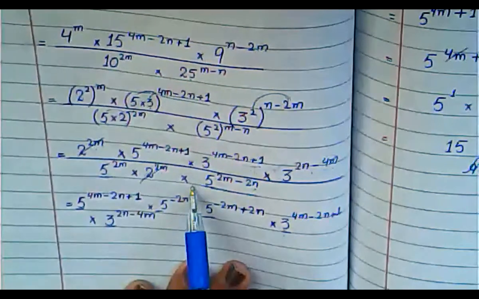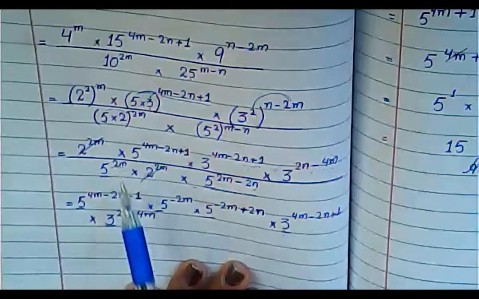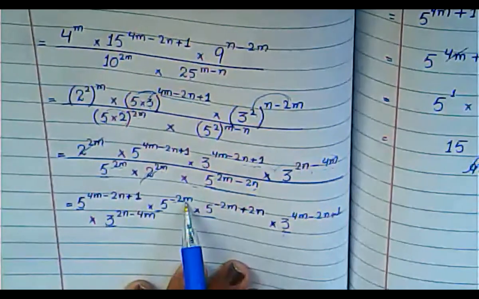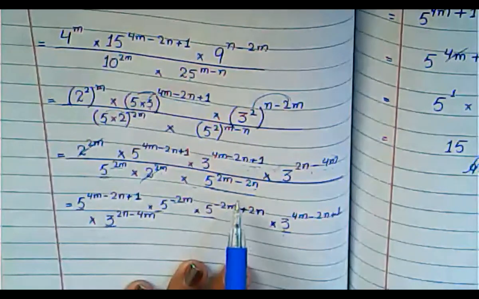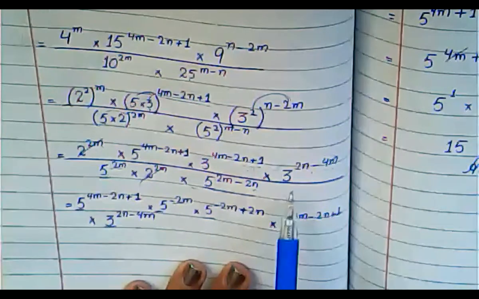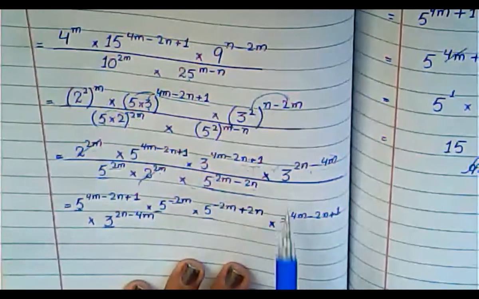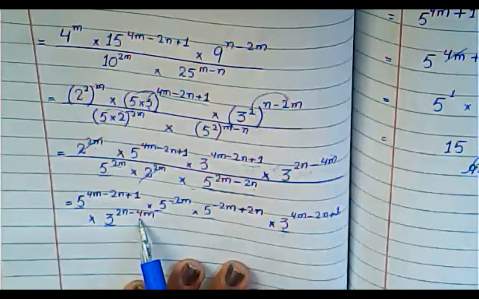You will be left with the same base, which is 5. This 5 and this 5. When you are shifting this 5 upward, you will simply change the sign. Here you have plus 2m, so you will write in the upper side minus 2m. And this is minus 2n, so it will become plus 2n. Then the numerator is with 3 and 3, the same base. 4m minus 2n plus 1. And the another one is 3 power 2 and minus 4m.